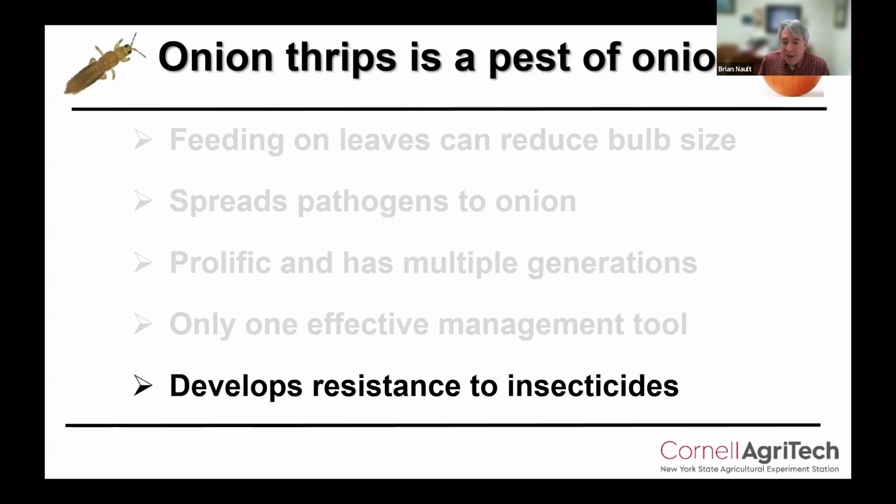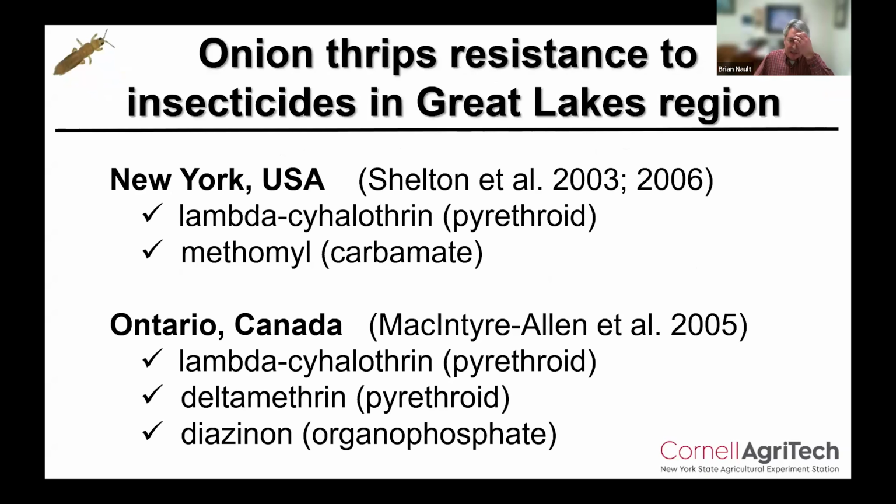And of course, as you know, that can be a problem when populations become resistant to the products that we're using. These are just some studies that have documented resistance to different insecticides in the Great Lakes region. A couple of studies in New York, one in Ontario, Canada, documented resistance in onion thrips populations to pyrethroids, carbamates, and organophosphates. You may say, well, Brian, there's resistance in Michigan. Well, of course there is. It's just that nobody may have published a study that has shown that. And there's certainly resistance, I think, to other products too. But anyway, the point is that resistance is a big deal. We want to avoid it.